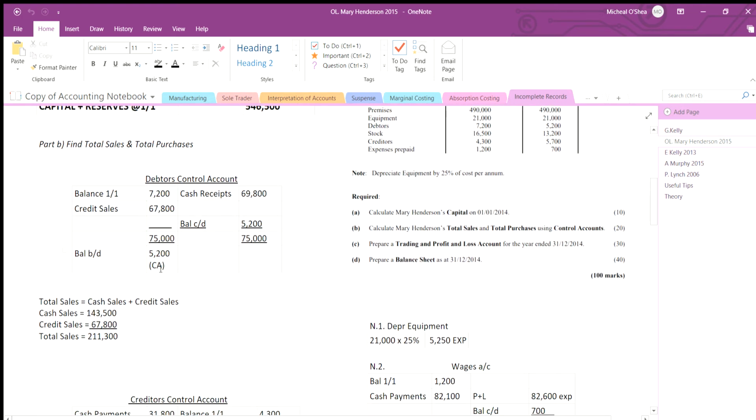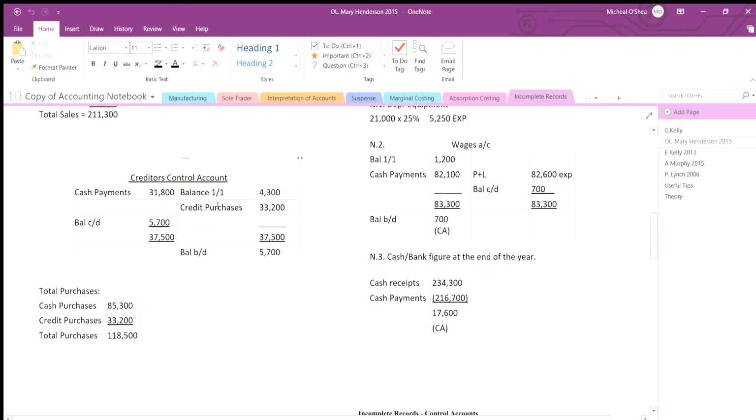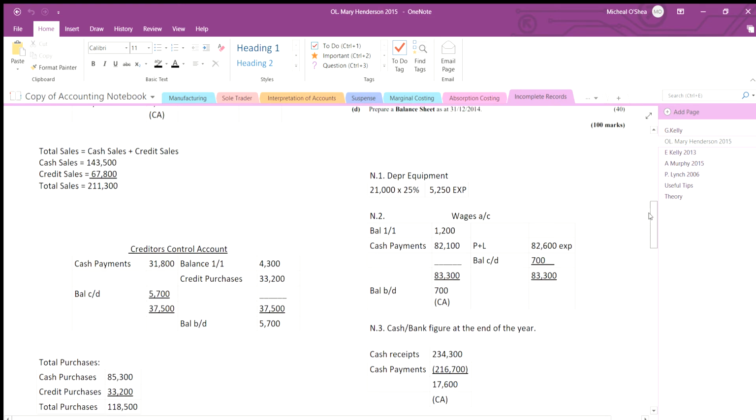We then found our credit sales and included that with our cash sales to find total sales. We did the same thing for our purchases. We found our credit purchases here from our creditors control account. I added that to my cash purchases and I found total purchases. After that, we had an additional couple of notes.